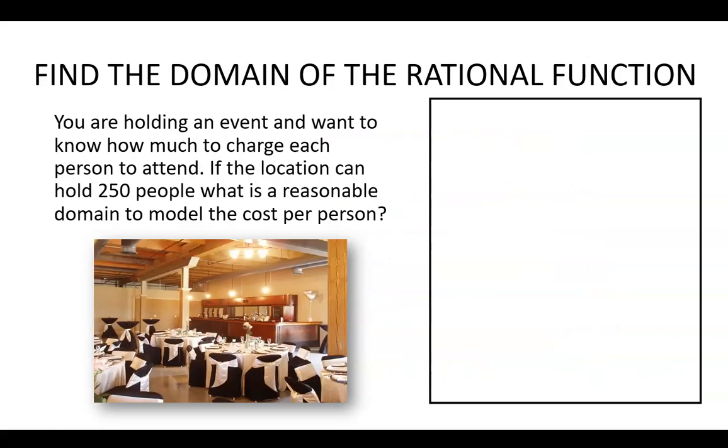All right, let's try to find a domain of a rational function of a real-world application. So, no reason to write the mathematical model. That's not our agenda here. We are trying to find out how much each person that's going to attend our event is going to pay to get in. The only restriction that I have given you in this problem is that the venue where you're holding your event will only be able to hold 250 people.